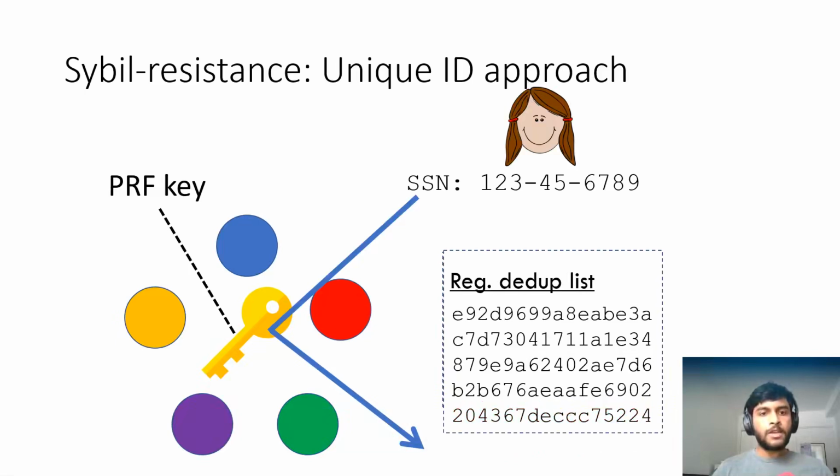Note that the PRF key is secret shared amongst the committee members, so no individual committee node knows it. The use of PRF essentially ensures that even committee members don't learn the social security number. Essentially, what we get out of this approach is that one ID gets one CanDID credential.